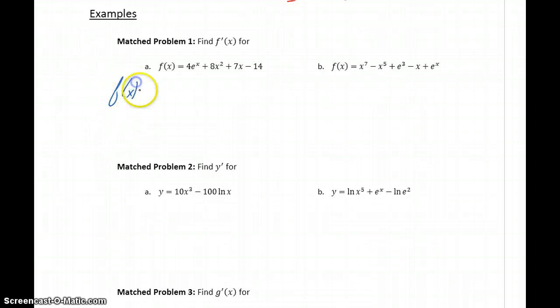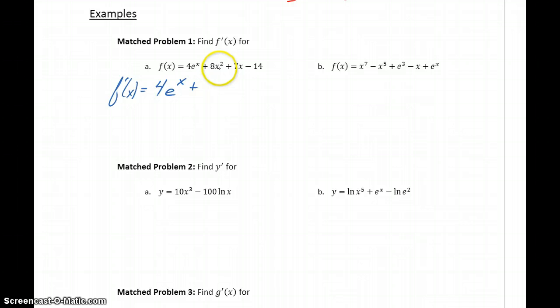So in Part A, to find f prime of x, or the derivative of f, first we start off by taking the derivative of 4e to the x. So 4 is just a constant multiple, so nothing happens to that. So we just need to worry about taking the derivative of e to the x. With the property we have established, that's just e to the x. Then we have the derivative of 8x squared.